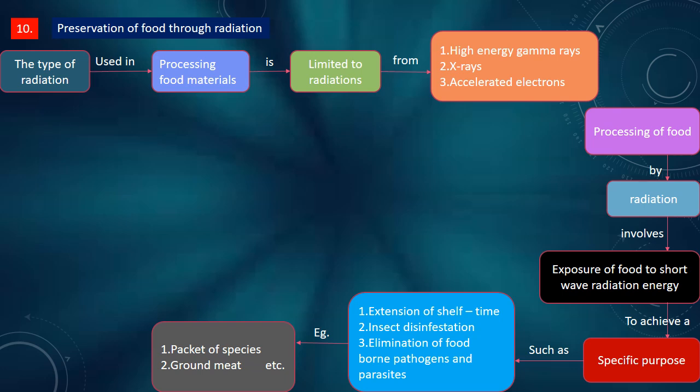Processing of food by radiation involves exposure of food to short-wave radiation energy to achieve a specific purpose, such as extension of shelf life, insect disinfestation, and elimination of food-borne pathogens and parasites. Example, packets of spices, ground meat, etc.